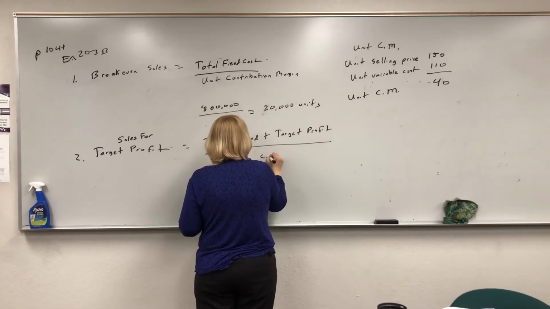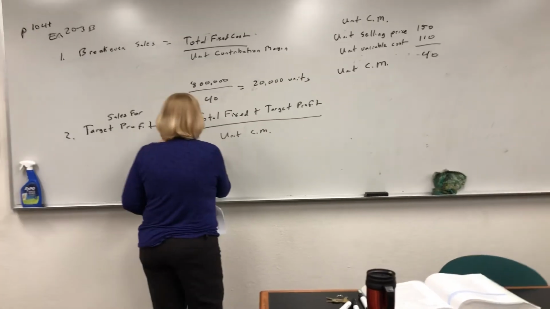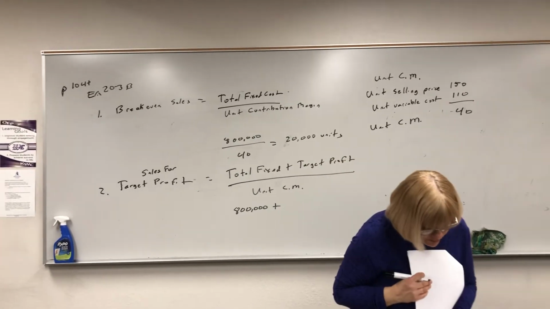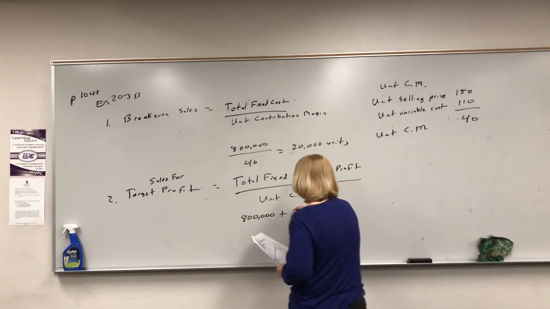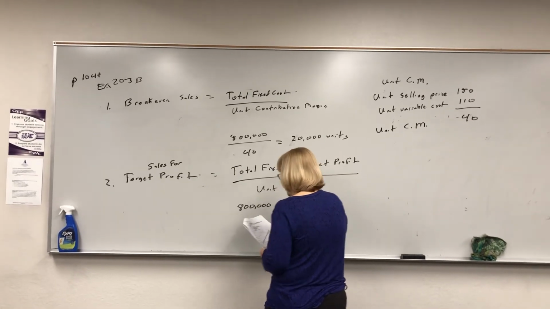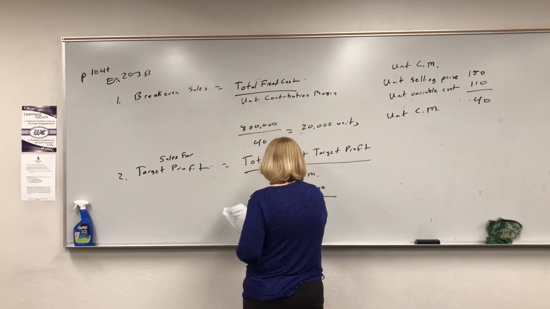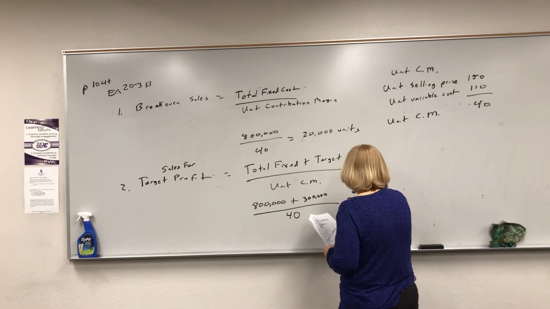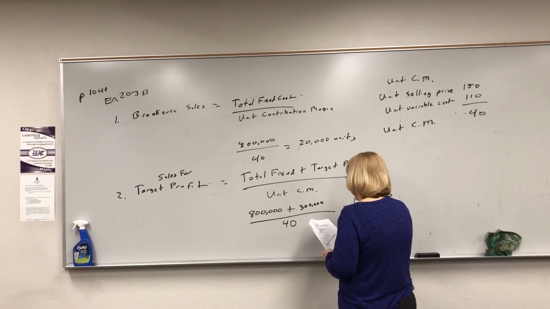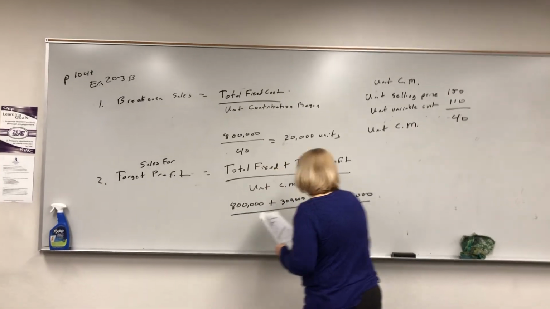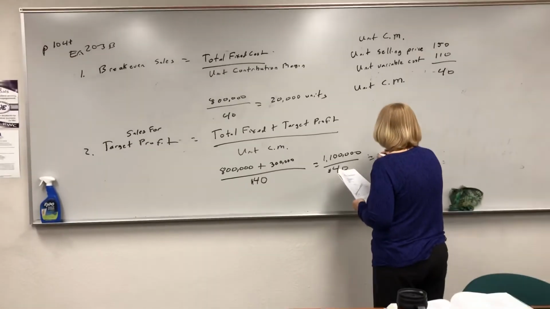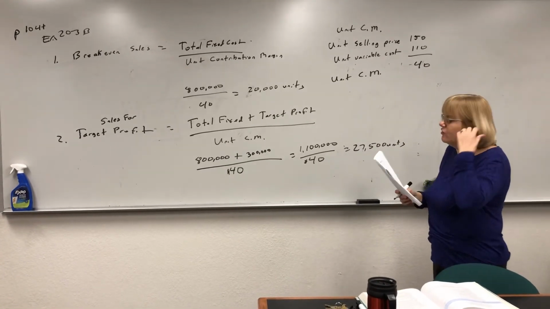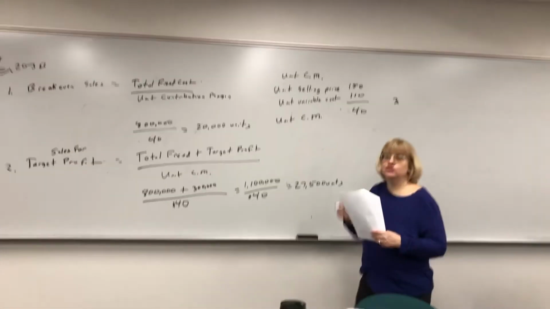unit contribution margin. So we know our fixed costs are $800,000. It says that they want to make a target profit of $300,000. And we know our unit contribution margin is still $40. So we're going to end up with 1.1 million divided by $40. So we're going to have to sell to reach our target profit 27,500 units.